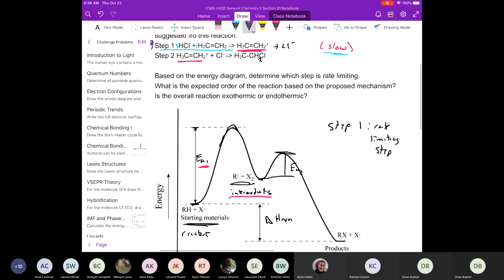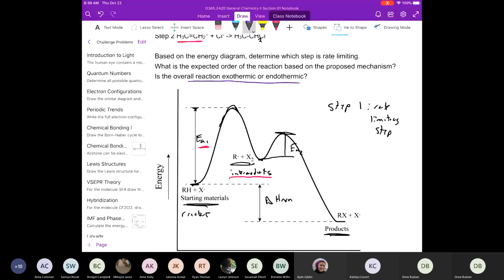What is this overall reaction, exothermic or endothermic? This is sort of a review, because we are losing energy, right? The products are lower in energy than the reactants. This is going to be an exothermic reaction, because this delta H is going to be a negative number, right? Products minus reactants is a negative number. Means we're going to get energy out, so it's going to be exothermic.